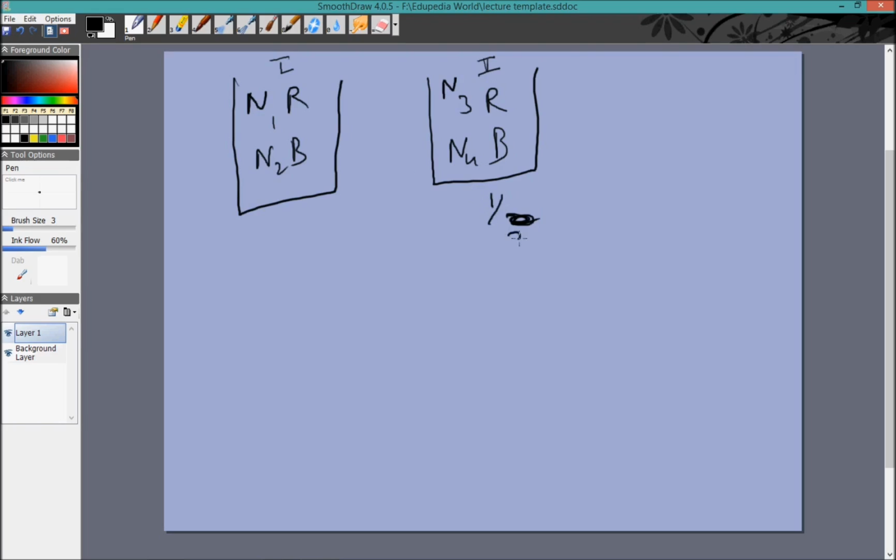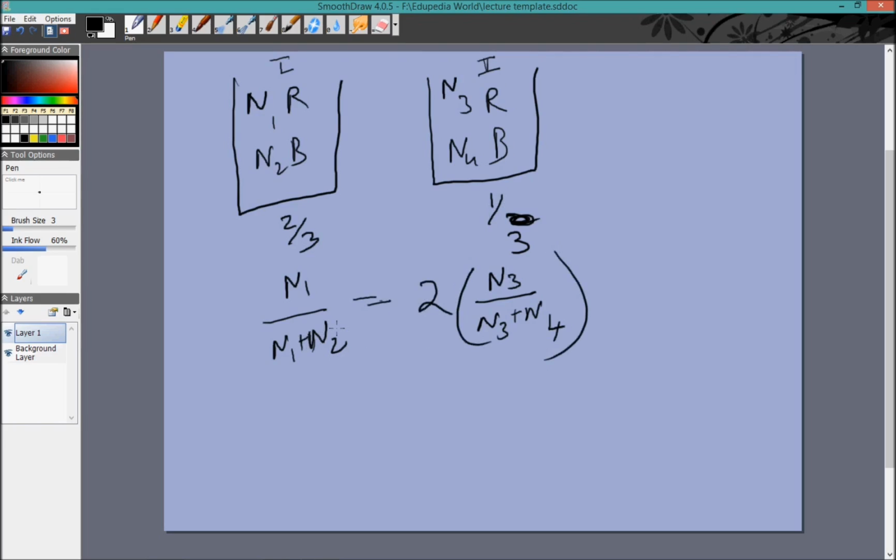Sorry, 1 by 3. That means obviously the probability that it would have come from the first box would be 2 by 3. Right? Now what is the probability that we get a red ball from the first box? That is n1 by n1 plus n2. n1 plus n2 total balls, n1 red balls. And this would be n3 by n3 plus n4. This is 2 by 3 and this is 1 by 3. So basically this should be twice of this. Right. Actually this need not be 2 by 3 and 1 by 3, they just need to have this ratio.